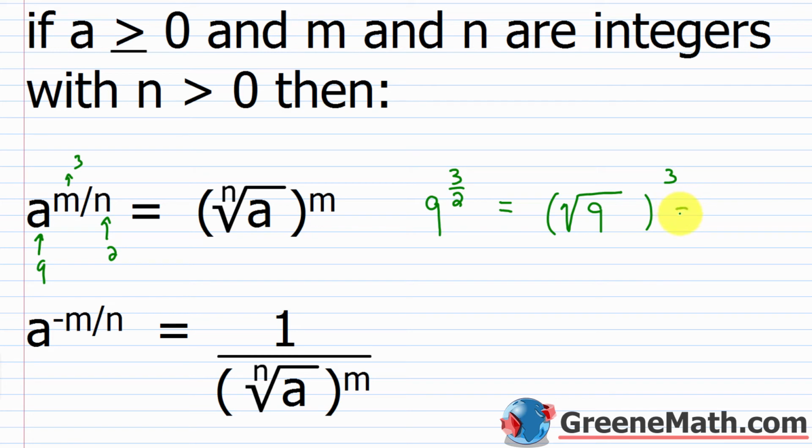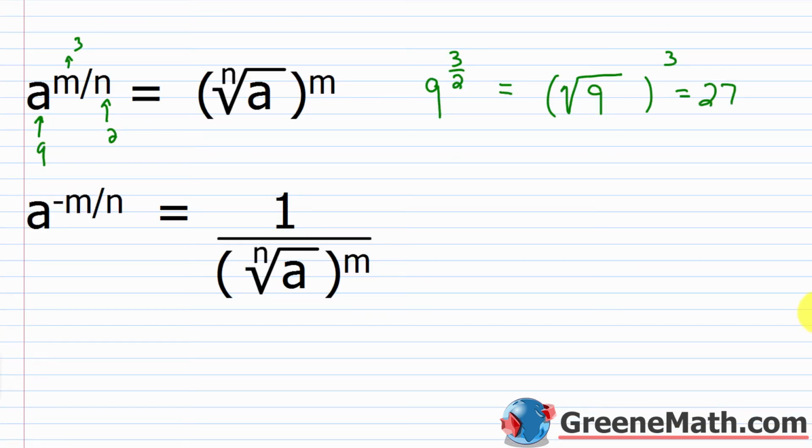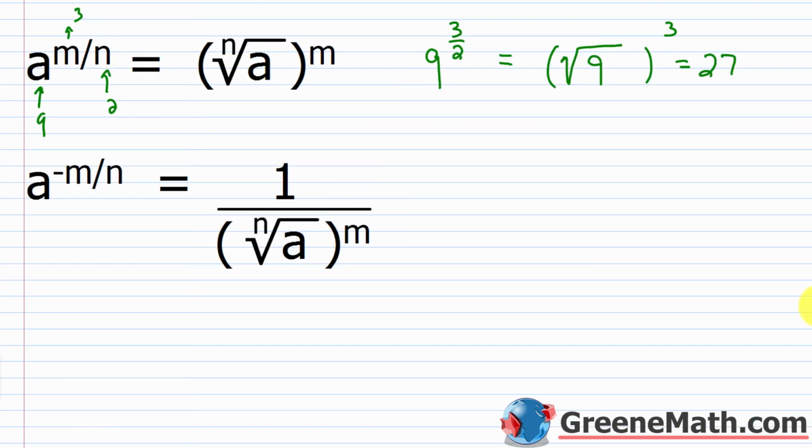Now, for completeness' sake, we know the answer to this. The square root of 9 is 3. 3 cubed is 27. Now, here's one you probably have not seen yet. So we have a raised to the power of a negative m over n. This is equal to 1 over the nth root of a, and this is raised to the power of m. There's no difference between this formula and this formula, other than we just take the reciprocal of this guy, okay, and we raise it to this guy being positive.